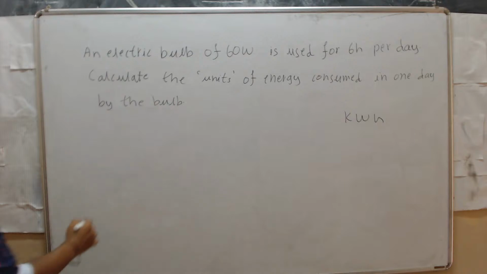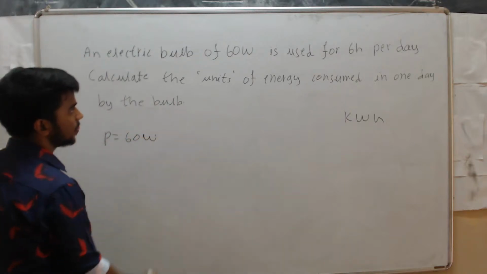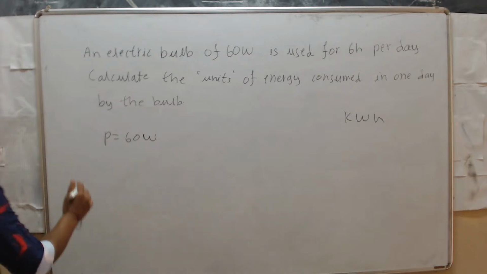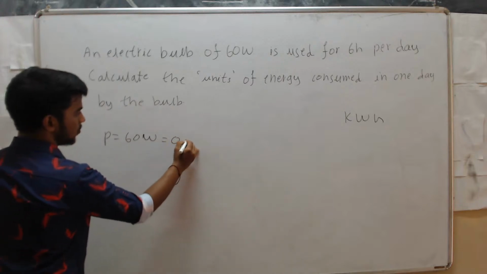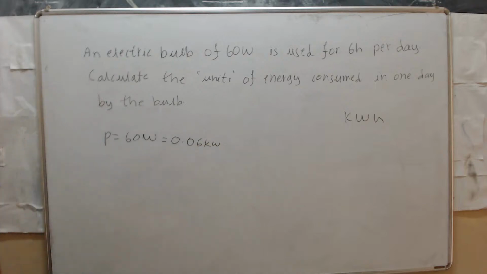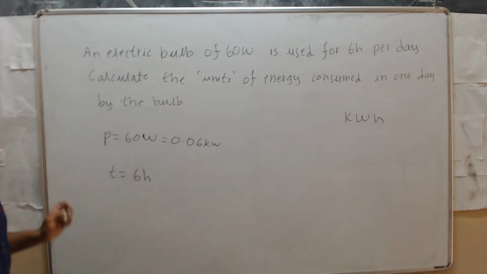First, the power of the bulb, P is equal to 60 watt. Convert into kilowatt: divide by 1000. So we can write P is equal to 0.06 kilowatt. Next, what is the time taken? T is equal to 6 hours.